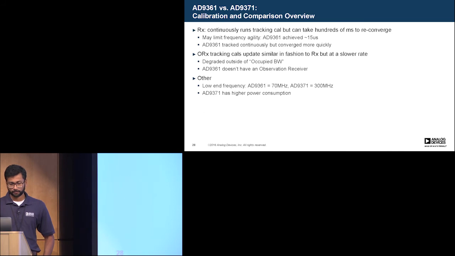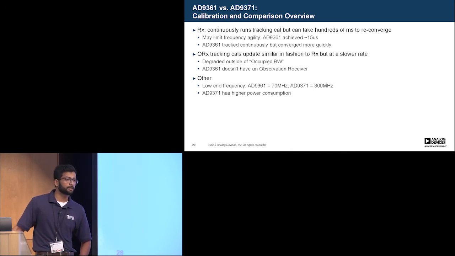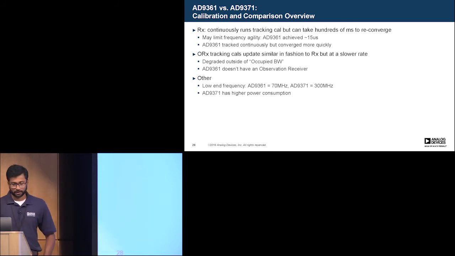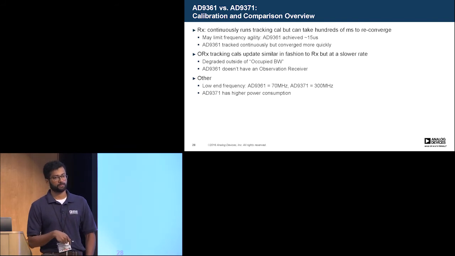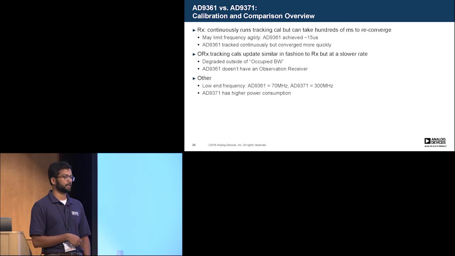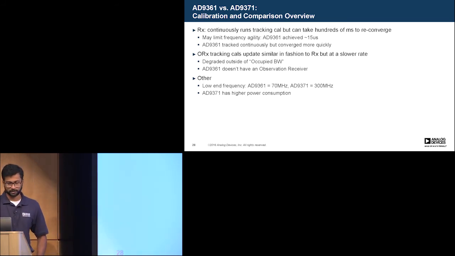Okay, moving on. So basically, in terms of all the calibrations that we do, it's improved a lot over the 9361. Now, the 9361 didn't have an observation receive, so you were pretty much stuck having to use one of the receive paths if you wanted to do any sort of digital pre-distortion type corrections. Power consumption is higher on the 9371 as well.